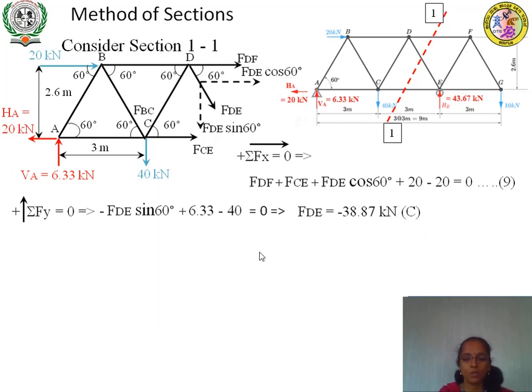Okay, so that will be same as that of the previous calculation. Next, let us apply sigma MD equal to 0, so that we can eliminate these two. We can obtain the force in member CE.